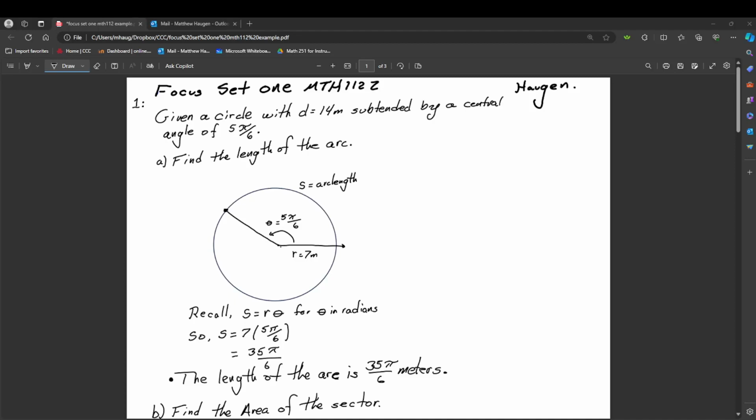Hey folks, I wanted to make a quick video on focus sets just to throw some information at you. I graded these first ones fairly lightly. I'll get more particular as we go along. But I just wanted to give you some general guidelines just to make sure we're all on the same page.